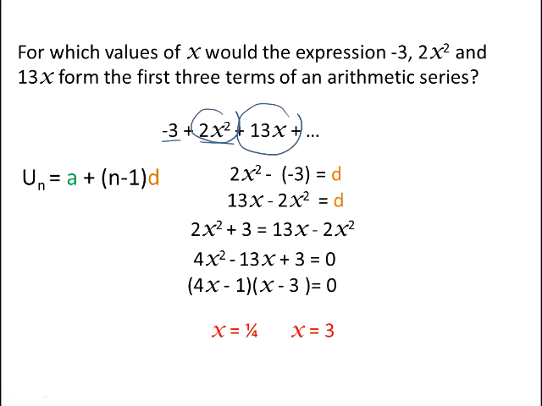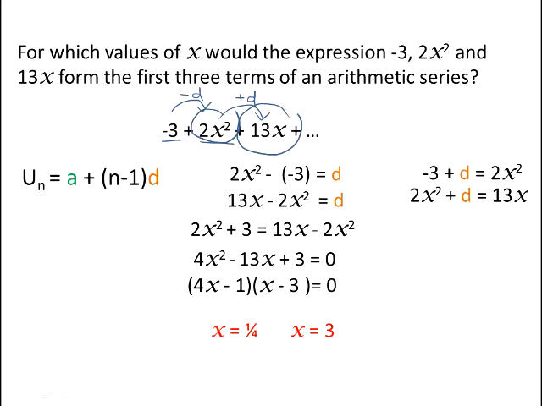The other way you could have set this up is, I did say it verbally, that one take away that one equals d, or you could say, well, -3 plus the difference. So to go from -3, we're going to add on d to get this. And that's how I've formed that one. Similarly, I'm going to write 2x squared plus another d is going to give me 13x. And that's a simultaneous equation.